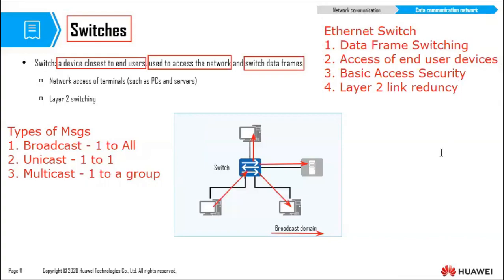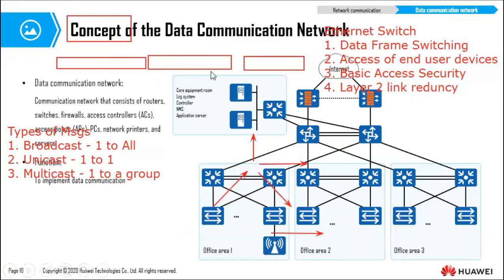Normally between the layers, for example between the access and the aggregation layer, we provide redundancy. Let me just show you. Look here. This switch is connected to that switch and also to that switch. So that is redundancy. We do that to ensure network reliability.